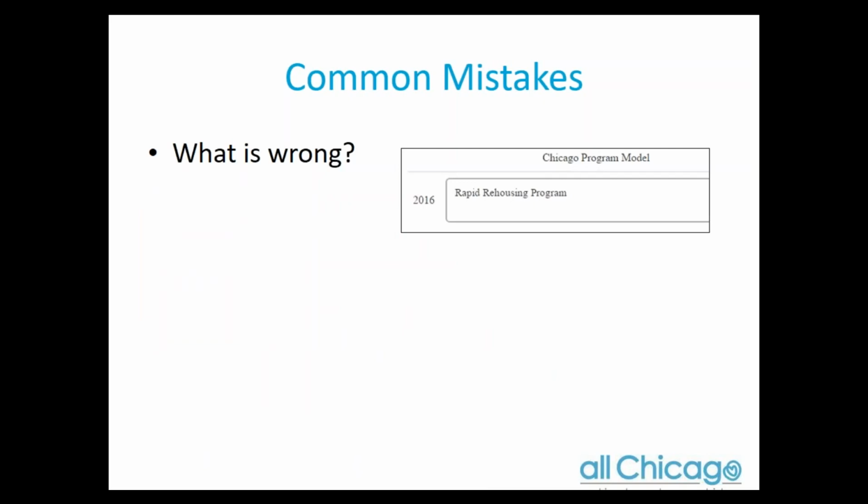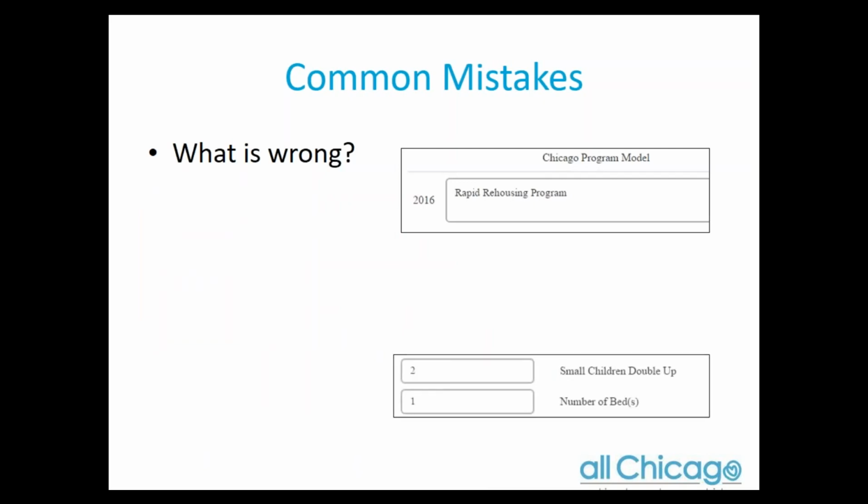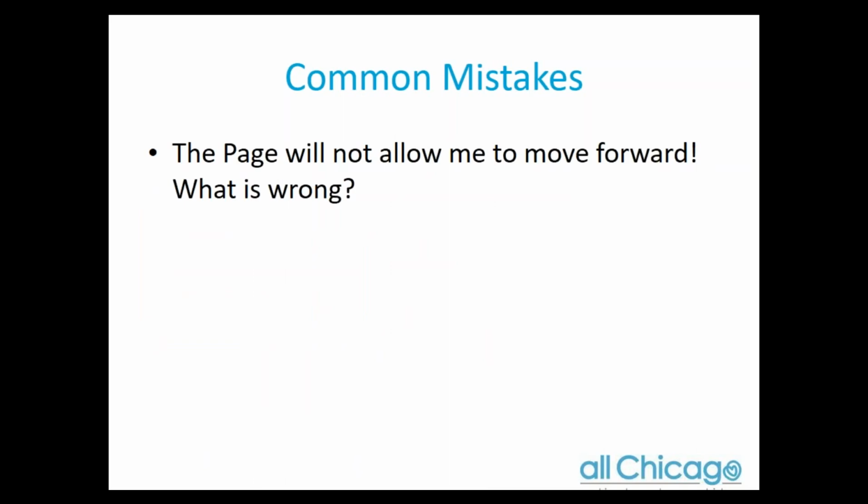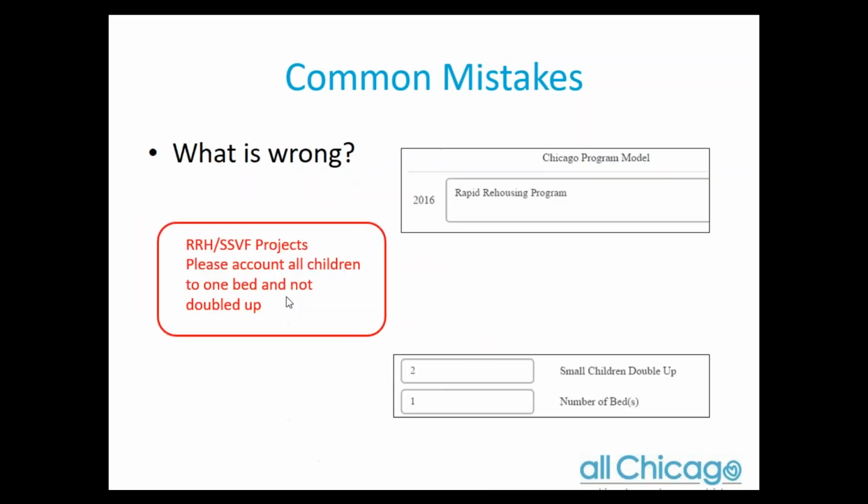Next, I have a program. As you can see in 2016, it'll show up that it was a rapid rehousing program. And then for the bed occupancy, oops, sorry, that's skipped. So for all my rapid rehousing SSVF programs and GPD TIP programs, please make sure that you account for all children to 1 bed and not doubled up. I know we saw that a couple in the surveys last year. So this is really more for my transitional interim housing and emergency shelter programs, since we do have small children that are doubled up to a bed. For your program, the majority of your children are 1 child to 1 bed. So just make sure that you account for that.